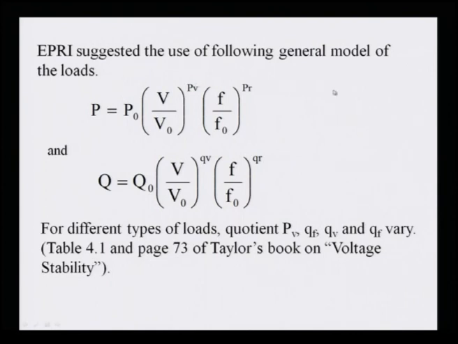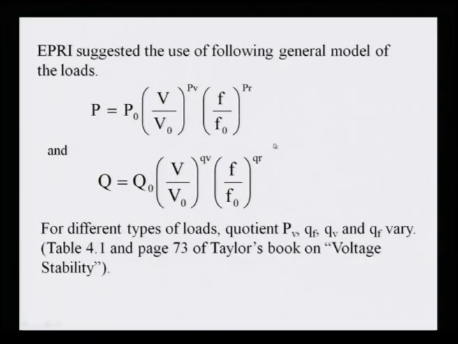IEEE has suggested the use of the following general model of load. You can see they have used the frequency variation here as well. This P is P naught times V upon V naught, raised to some exponent, that is the PV, the real power voltage exponent. Similarly, they are putting F here, which is an exponent of the frequency. If both voltage and frequency are varying, then you can use this model for the real power.